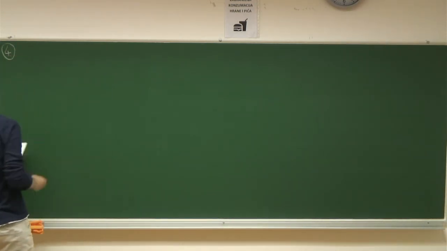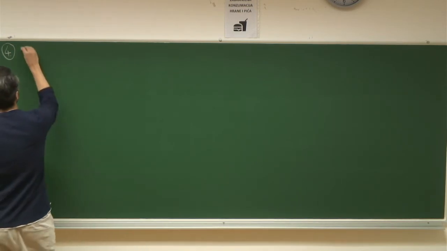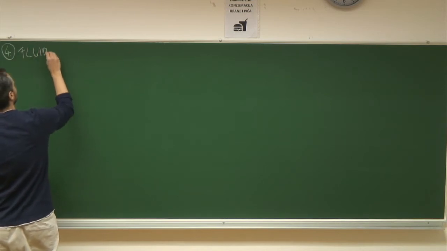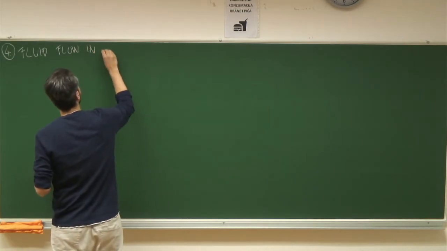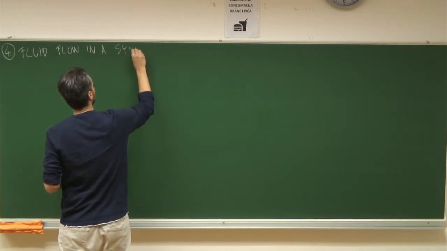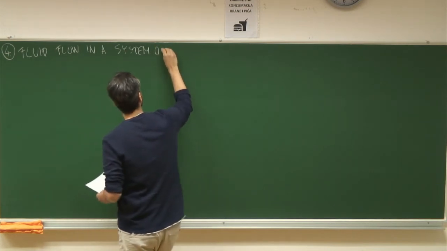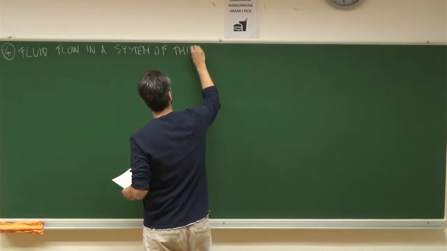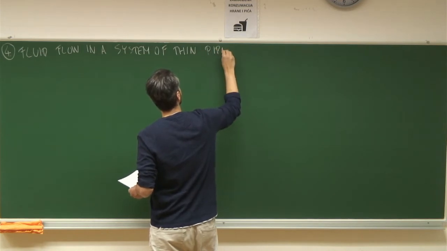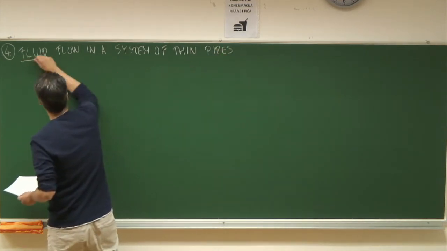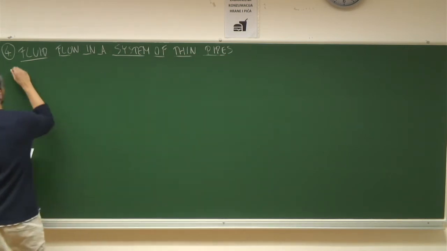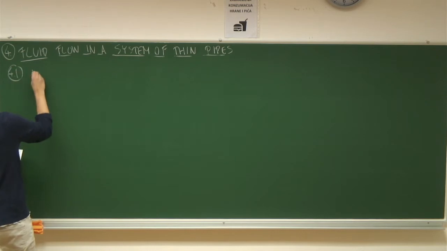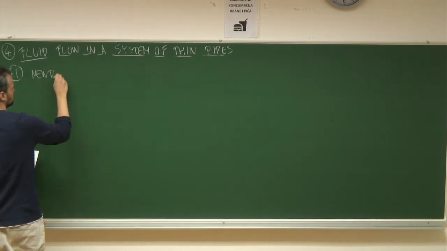we had this intermezzo with the unfolding method, and I'm continuing the enumeration. So, fluid flow in a system of thin pipes. Today I will just be talking about the Newtonian case.